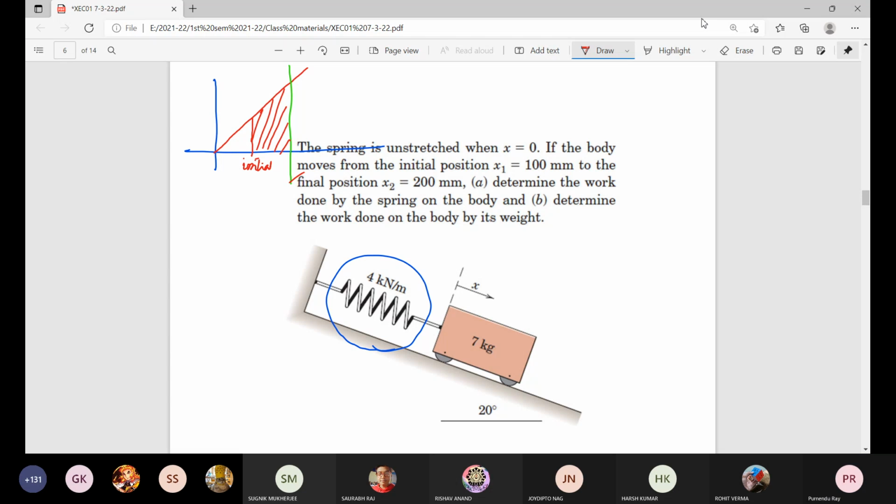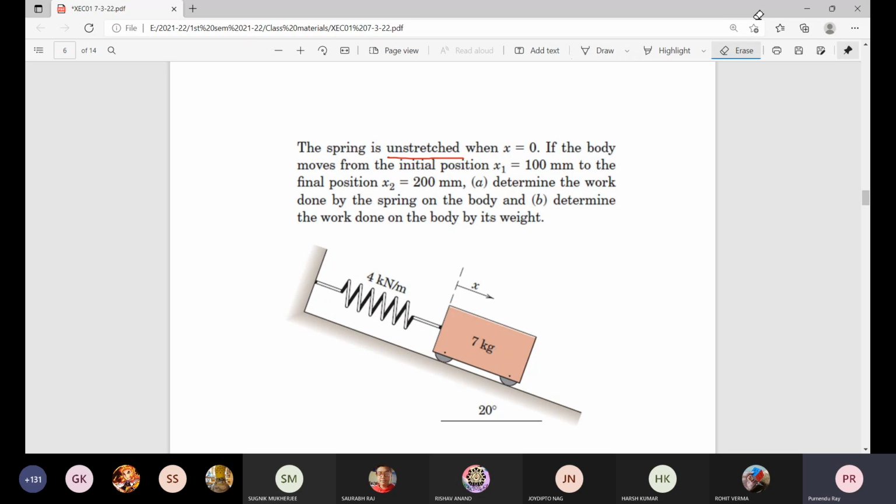Okay. Now, what about the problem statement? The spring is unstretched when x is equal to 0. If the body moves from the initial position x1 is equal to 100 millimeter to the final position x2 is equal to 200 millimeter, determine part A, the work done by the spring on the body.